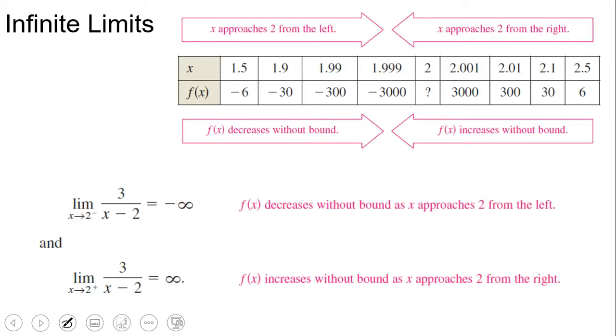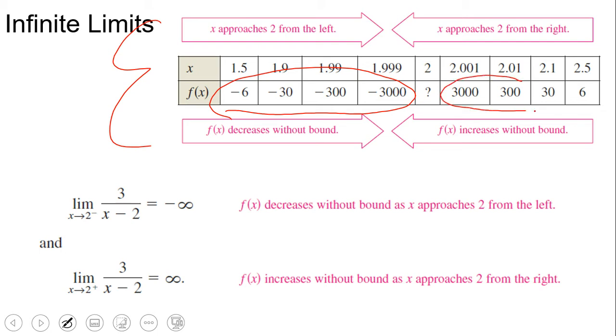Same function here, but just showing you what it would mean to go to infinity from a table. So it's the same equation. You're approaching 2 from the left and from the right. You can see that on the left-handed approach, the numbers are getting smaller and smaller. That's your negative infinity.